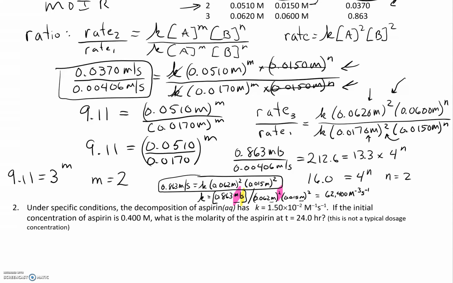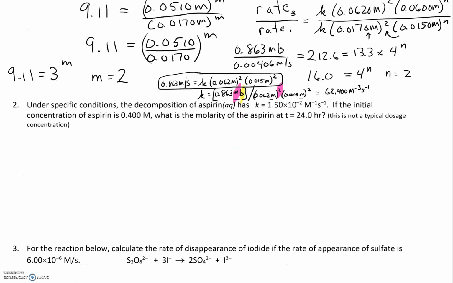Notice that the rate law is always written with the rate and a rate constant in sort of generic terms. The exponents, of course, are there, but since the rate constant changes with temperature, the rate constant's never used as a new number inside the rate law itself. Moving on to question 2.